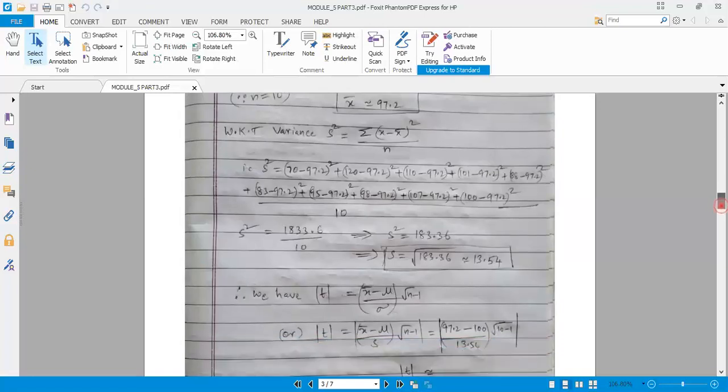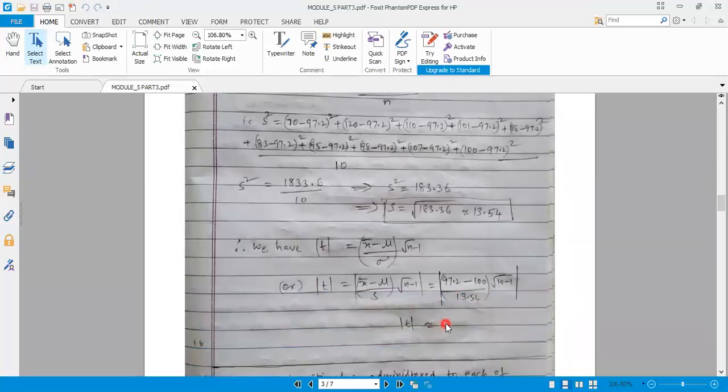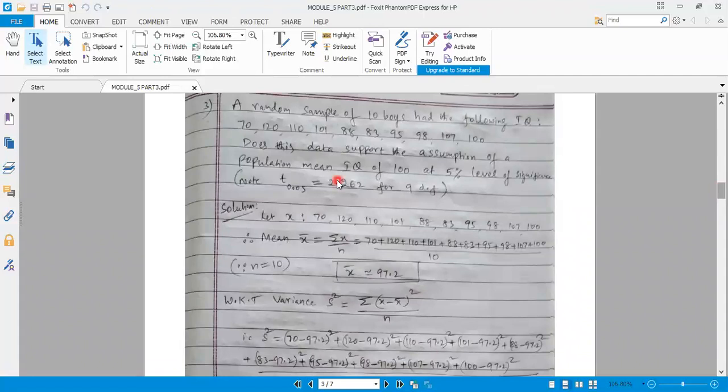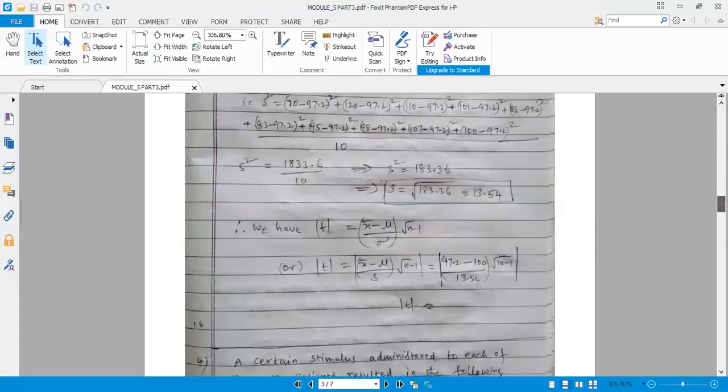So the t value is found to be 0.62. So the answer is 0.62, which is clearly less than the table value 2.262. Therefore, we are going to accept the hypothesis. Now let us proceed to the next problem.